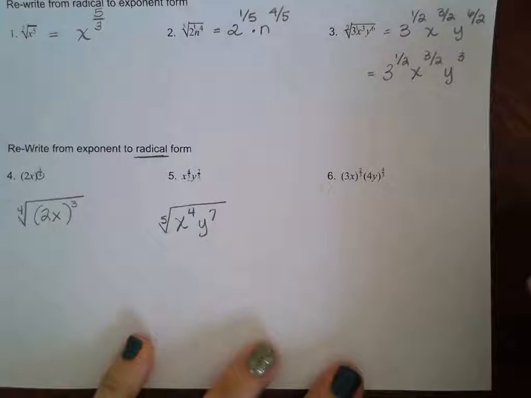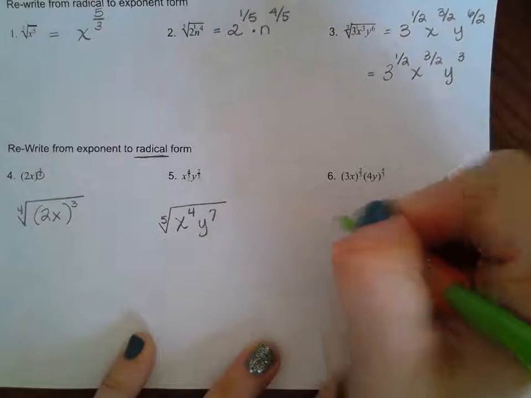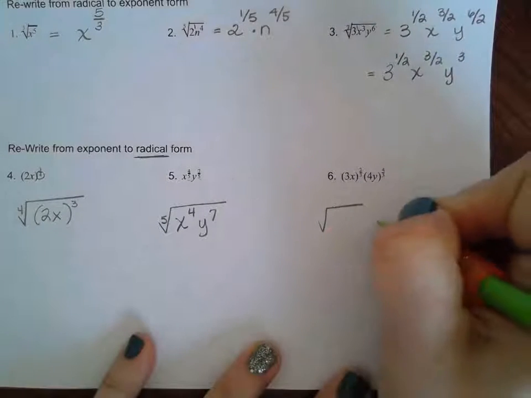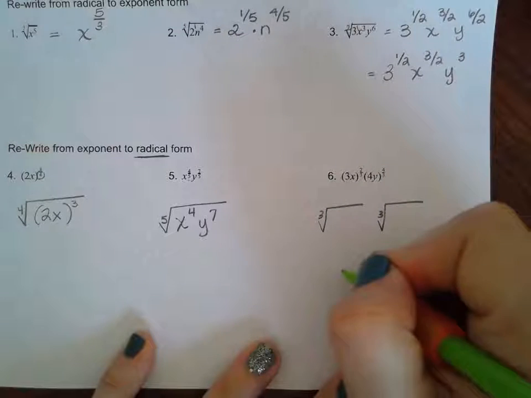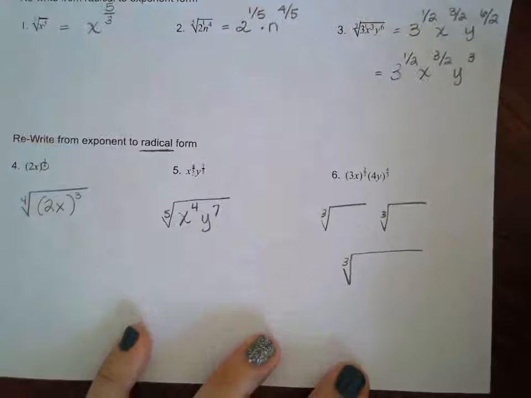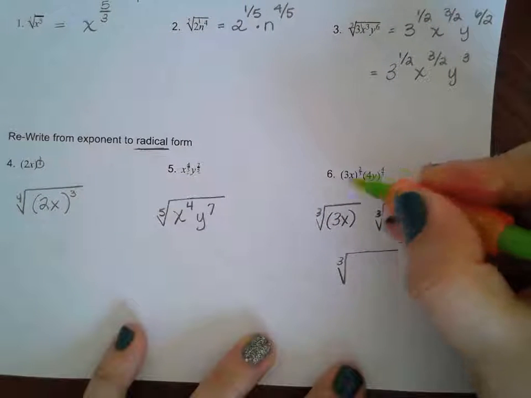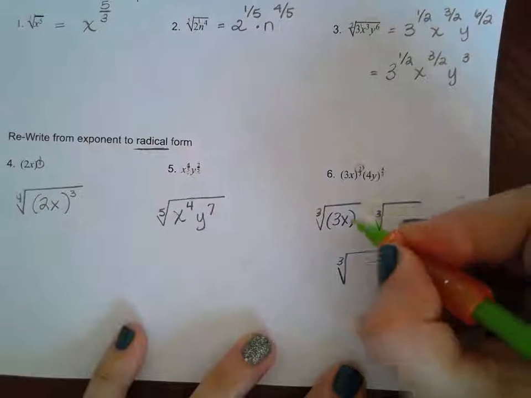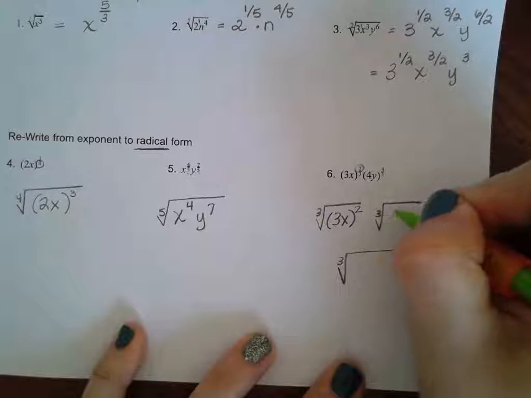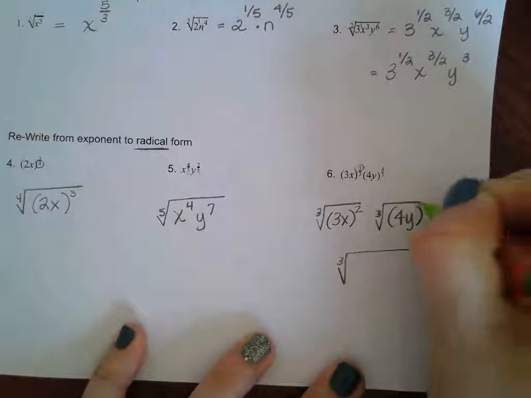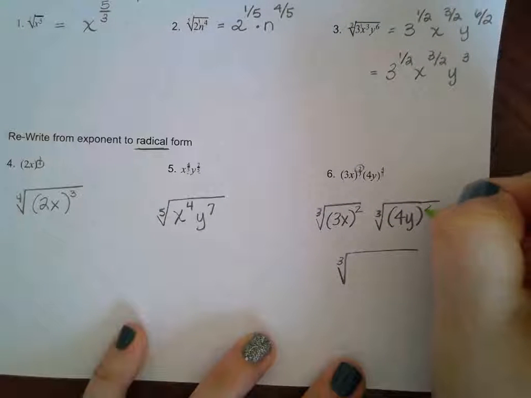For number 6, we have both of these to the 3rd power. So if we wanted to write 2 separate radicals, we could to start with. And then you could put them all in one radical at the very end. So this would be 3x. I put the 3 in the check mark. So the 2 is going to go right there. And then the cube root of 4y. I put this 3 in the check mark, so I'm going to raise this to the 4th.